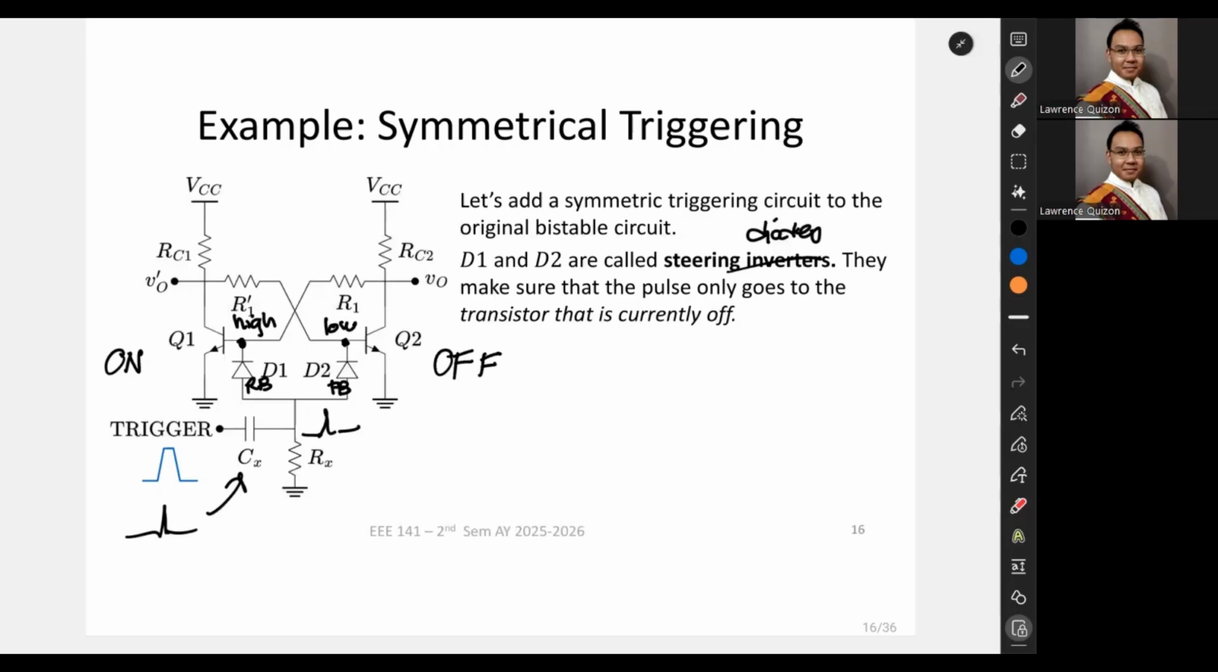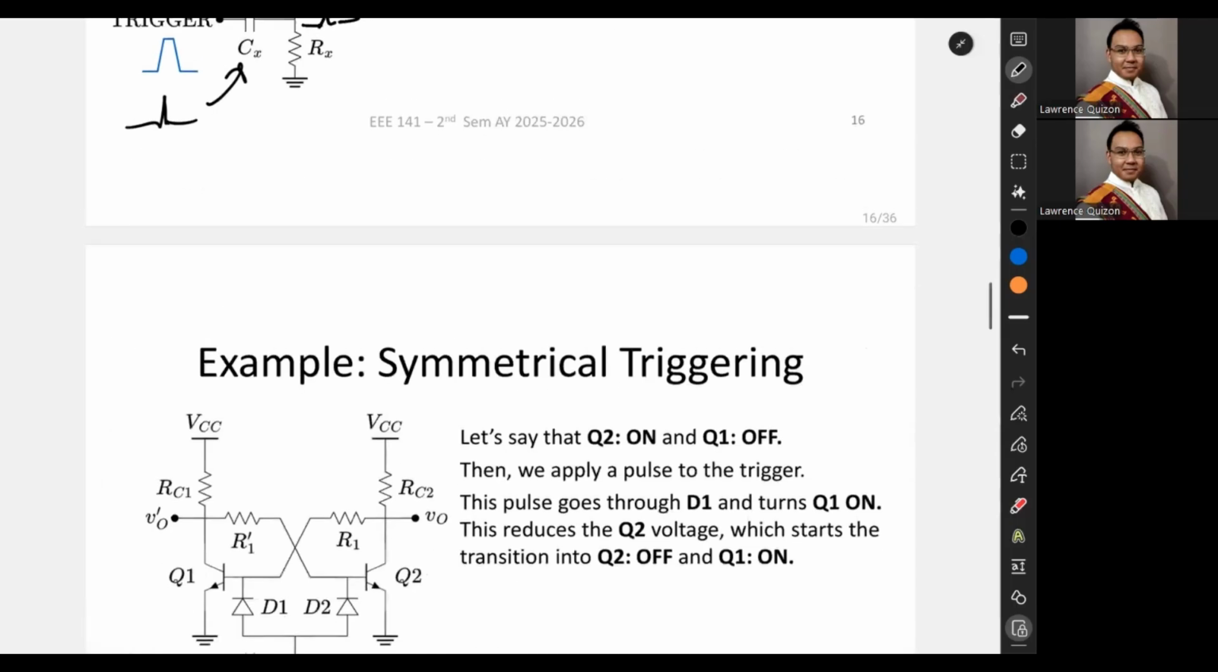So then the pulse will get here. But wait, this was off. But yes, the pulse went there, so now it turns it on. Because it turns on, this thing drops down to 0.2, which turns this into 0.2 as well. Something very low, which turns it into cut off, turning this into VCC, and now it's permanently on. Alright? So that's what symmetrical triggering does.